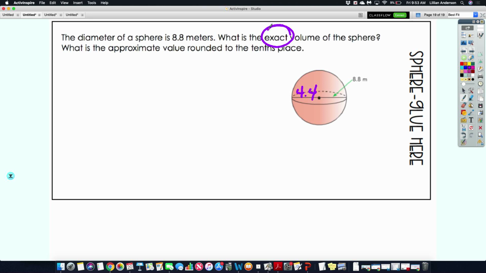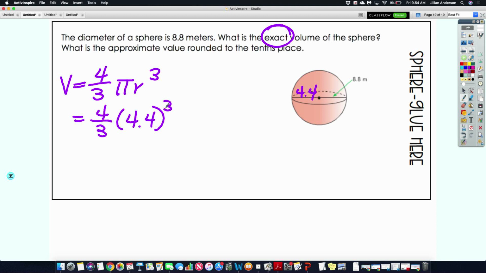So when it says what's the approximate value, what's the exact volume of the sphere? Volume for a sphere is what formula? Then when you plug everything in, you're basically just going to multiply the 4/3 by 4.4 cubed only in your calculator to figure out what that number is.